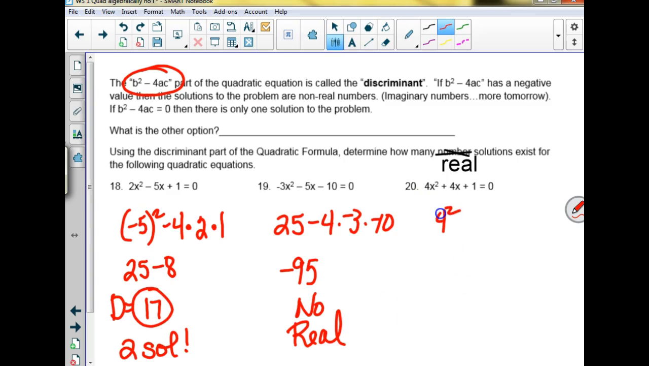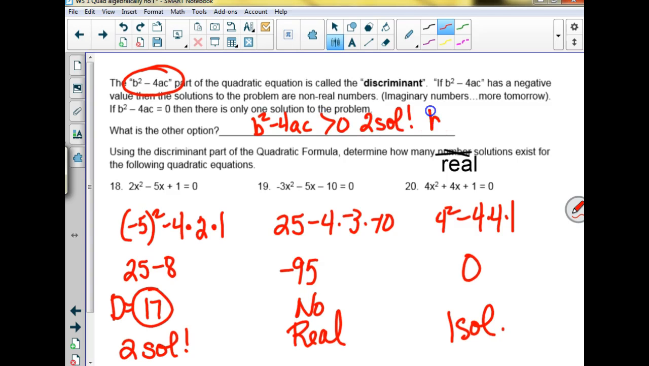If I did b squared minus 4ac here, I would get 0. So if I was doing quadratic, I'd have negative b plus or minus the square root of 0, which is 0, right? So I'd get 1 solution because the plus or minus wouldn't matter. So if b squared minus 4ac is greater than 0, there's 2 solutions. If b squared minus 4ac is less than 0, there's no real solutions. And if b squared minus 4ac is equal to 0, there's 1 real solution.